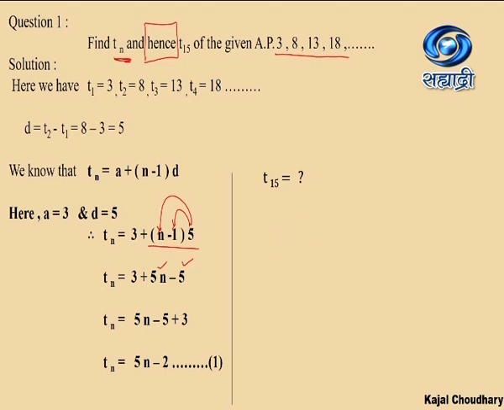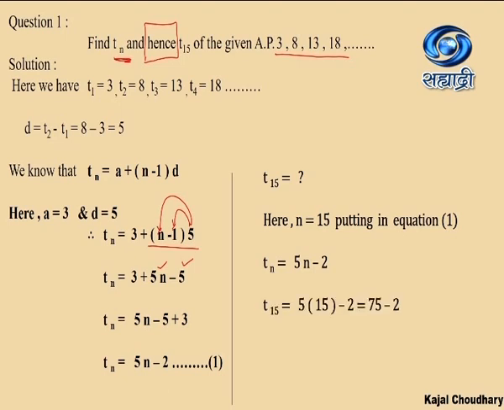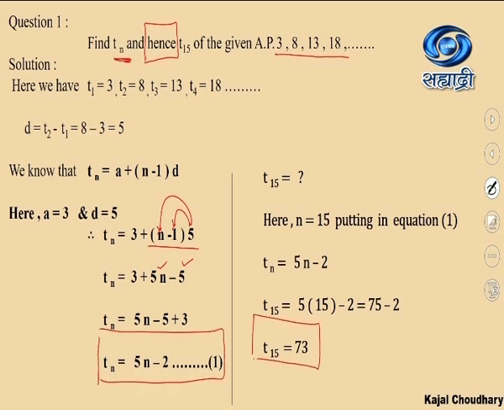Now, for T15, what are you going to do? We will just substitute n is equal to 15 in equation number 1. So, n is equal to 15. Tn is 5n minus 2. So, put n as 15. 5 into 15 minus 2. 15 fives are 75, minus 2, T15 will come out to be 73. Therefore, equation number 1 goes as your value of Tn, which is this, and this goes as your T15. So, done. Find Tn and T15. Both the things are calculated.